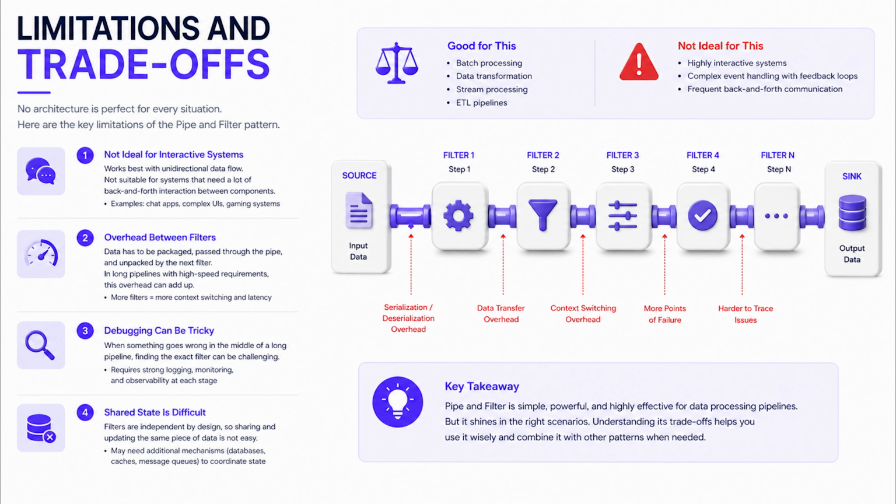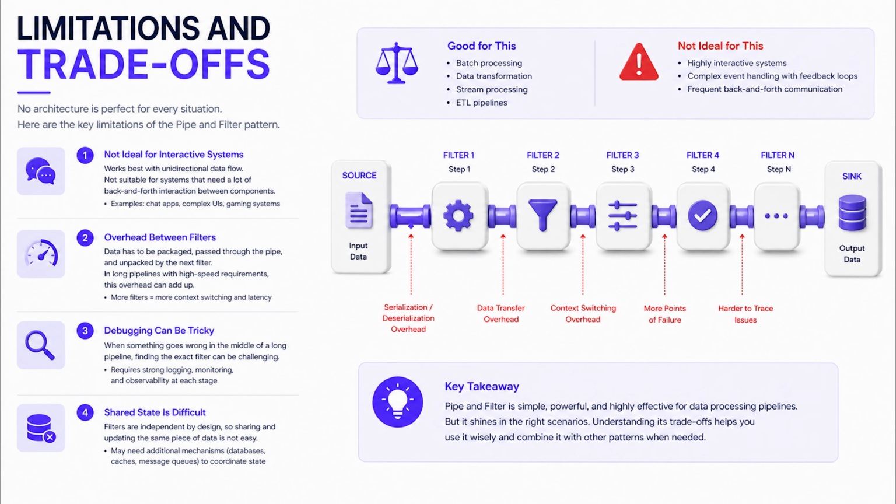No architecture is perfect for every situation, and the pipe and filter pattern is no exception. Let us be honest about its limitations. Not ideal for interactive systems. This pattern works best when data flows in one direction. It is not well suited for systems that require a lot of back and forth interaction between components, like a chat application or a complex user interface, where actions trigger reactions in multiple directions.